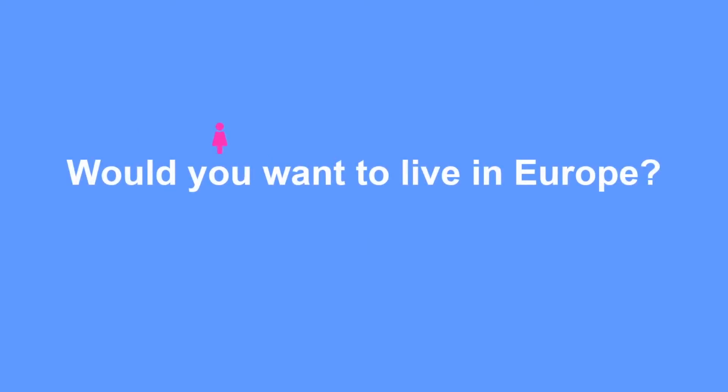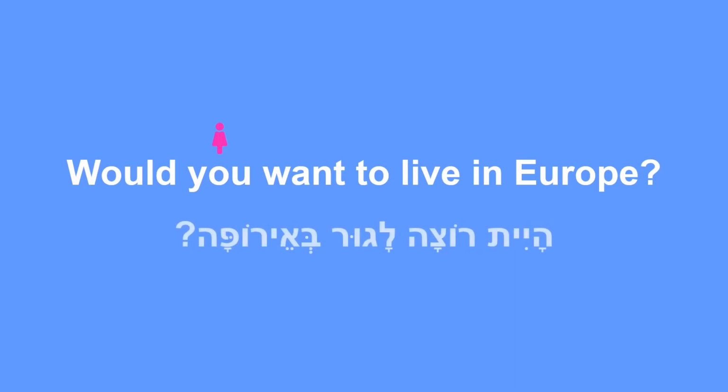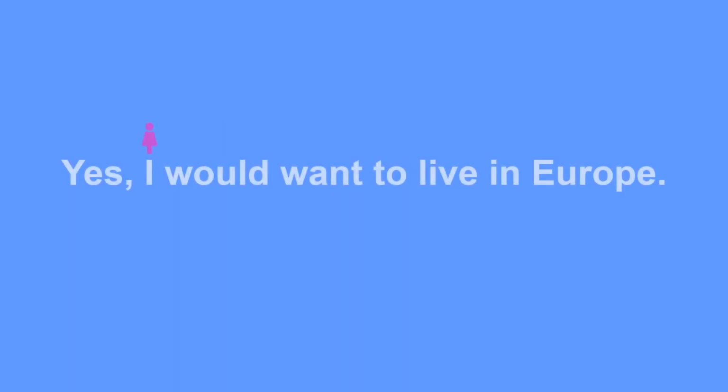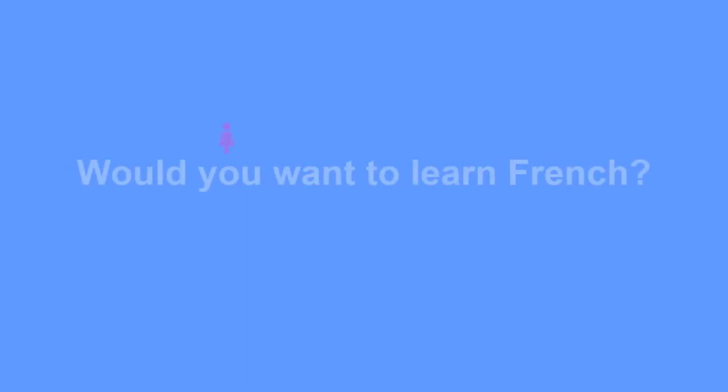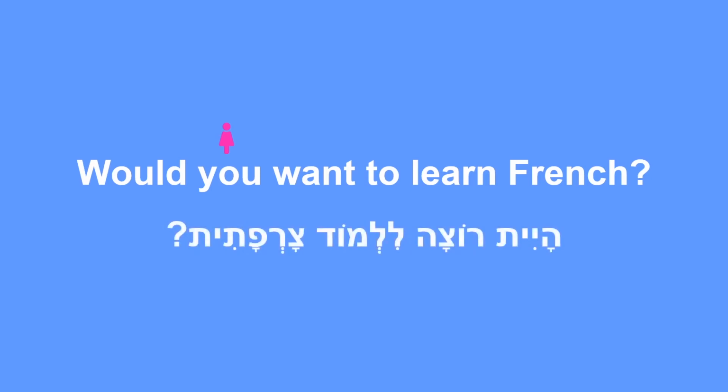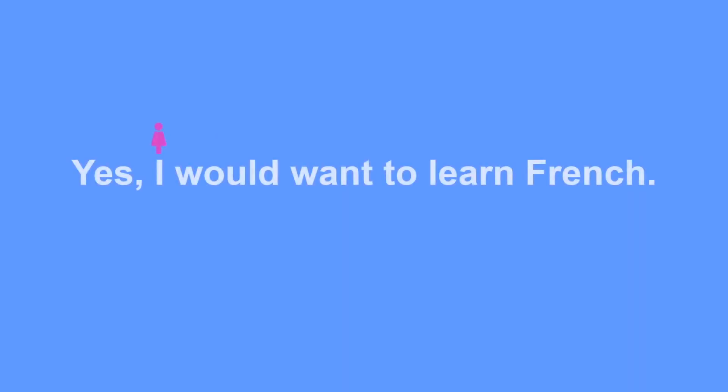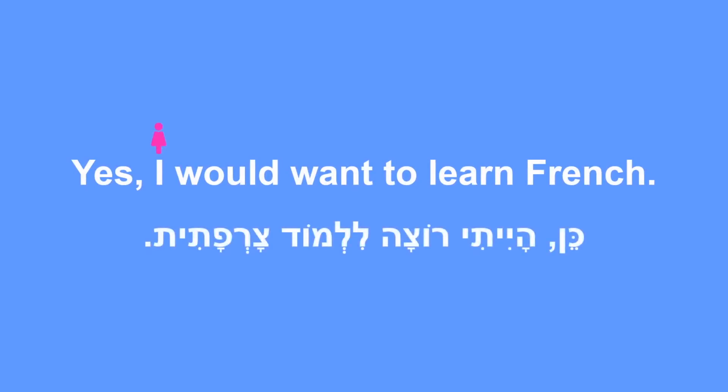Would you want to live in Europe? היית רוצה לגור באירופה? Yes, I would want to live in Europe. כן, הייתי רוצה לגור באירופה. Would you want to learn French? היית רוצה ללמוד צרפתית? Yes, I would want to learn French. כן, הייתי רוצה ללמוד צרפתית.